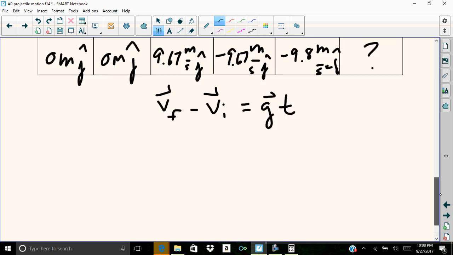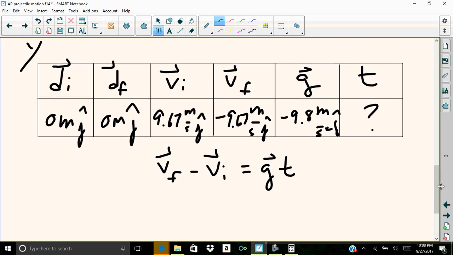Now let me explain something else about these problems. I really want you to be careful. Notice that I have the y up here. You really have to make sure you're not using x equations in y and y equations in x. If you're solving for the vertical direction, you need to make sure you're using the numbers in the y boxes, not the x boxes. That's why I really, really want you to use these unit vectors so you know the direction.